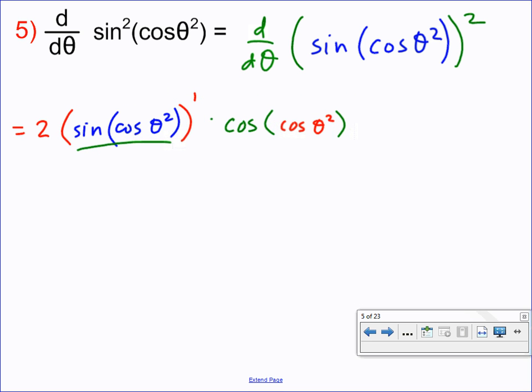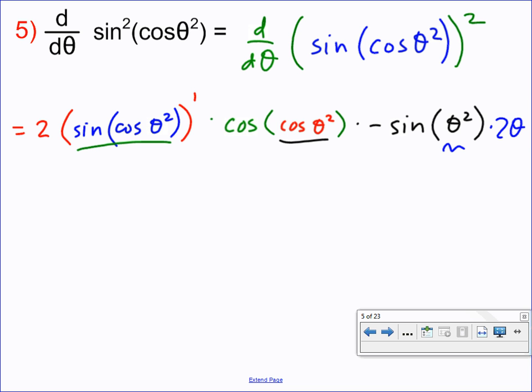The derivative of my angle is the derivative of cosine theta squared. That overall is a trig function. The derivative of cosine is opposite of sine with the angle. And the final link, the derivative of my angle is 2 theta. You get them all? You get all the links?